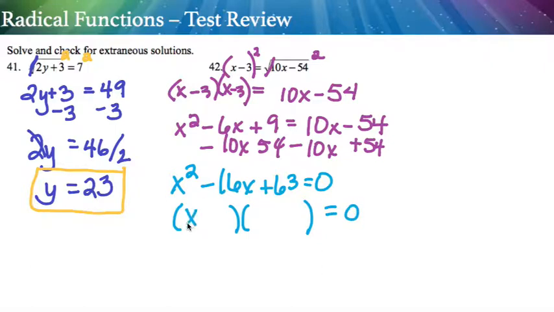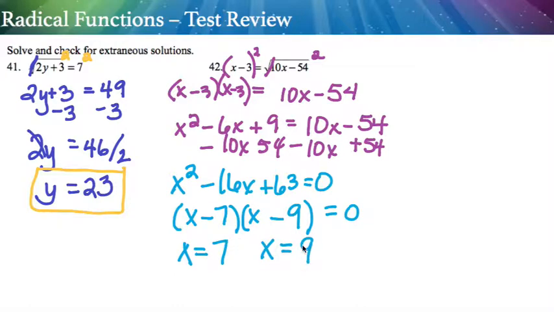Okay, so x minus 7, x minus 9, because 9 and 7 will make 63. If both of them are negative, they'll make a positive 63. But since they're both negative, they'll end up making a negative 16 in the middle. Now to solve for x minus 7, that's going to be x equals 7. And to solve for the x minus 9, it's going to be x equals 9.